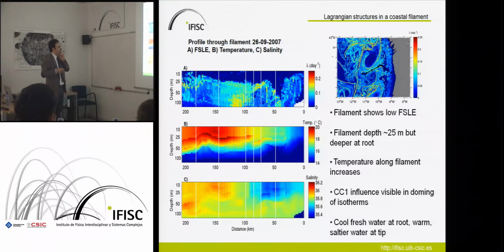Here on the temperature map, we can see that the temperature increases as we move offshore, and that the salinity also increases. And you can see here this doming of the isotherms, and this we believe is caused by the presence of the cyclone. So the cyclone is here, and it is making the isotherms move up.